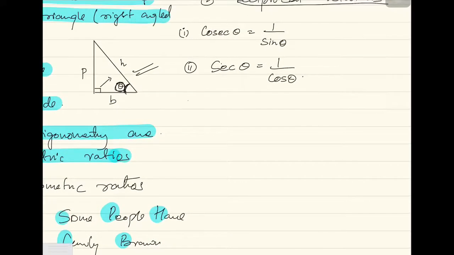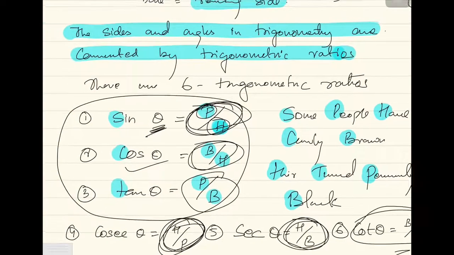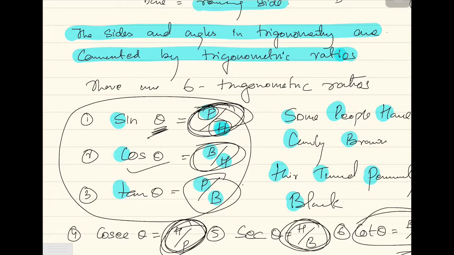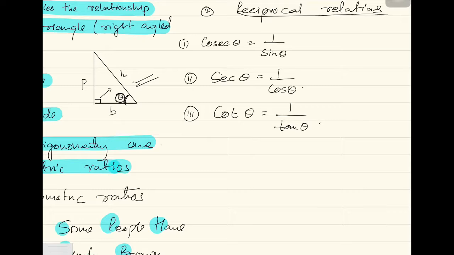And finally, the third one, cot theta is the opposite of what, everyone? Tan theta. Here we have cot theta is b by p, whereas tan theta is p by b. Just the reciprocal of one another, isn't it? So these are the 3 reciprocal relations.